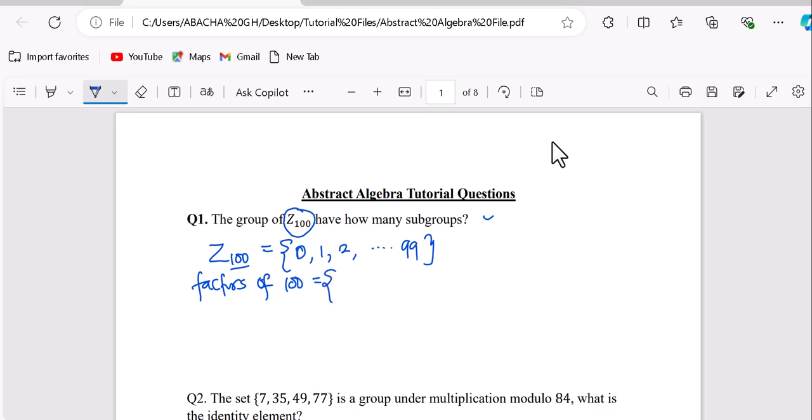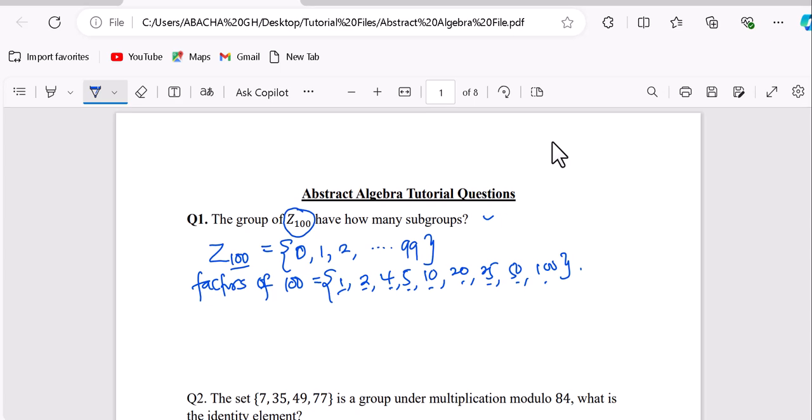And so if we are looking for the factors of 100, they are just equal to 1, 2, 4, 5, 10, 20, 25, 50, and then 100 itself. So we have 1, 2, 3, 4, 5, 6, 7, 8, 9. So in fact there are 9 subgroups of Z100.